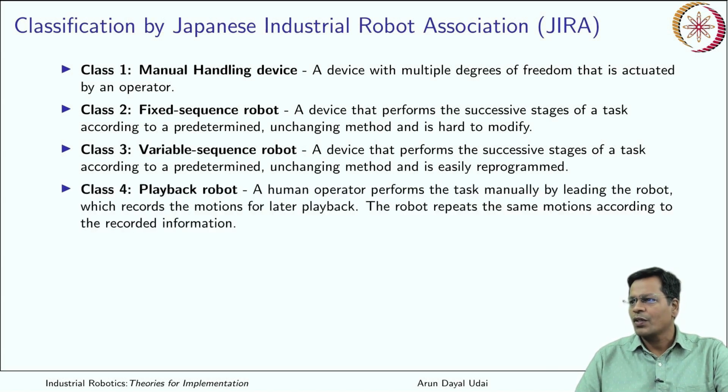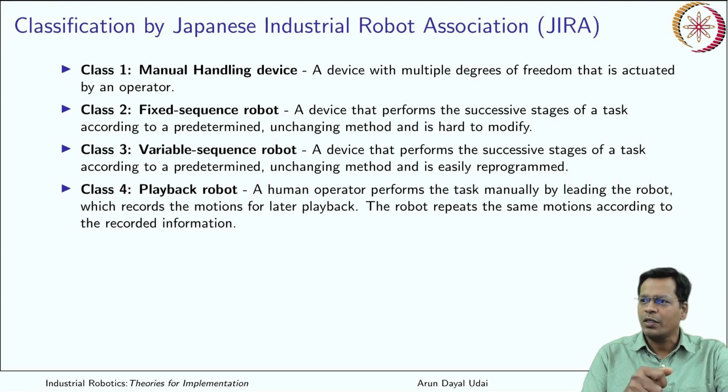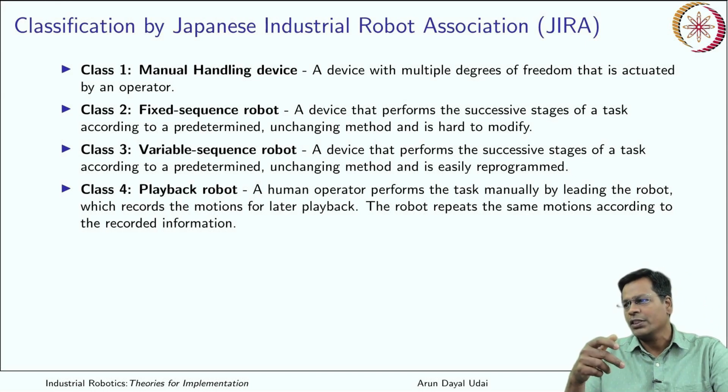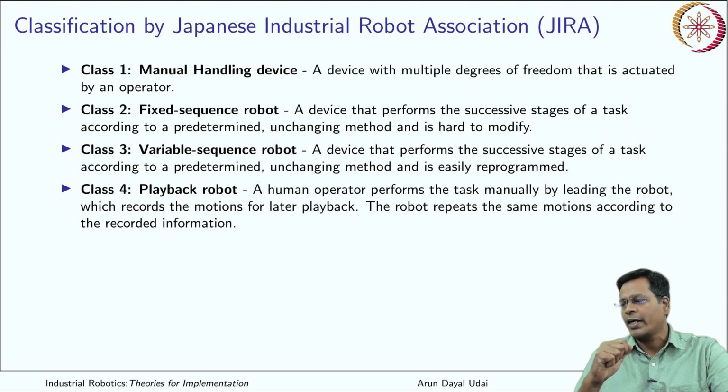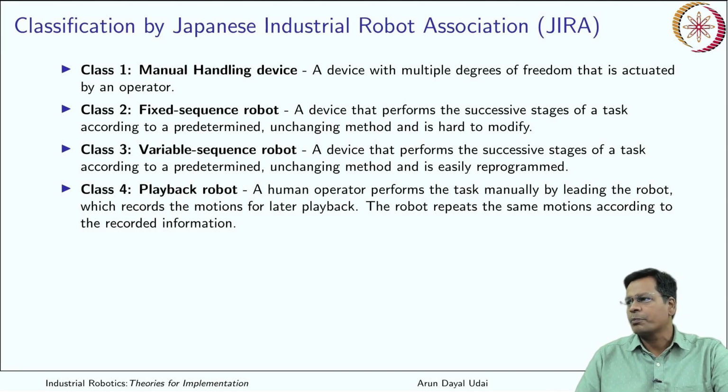Now the playback robot, class 4: a human operator performs the task manually by leading the robot to a place, which records the motion for later playback. So teach and repeat functionality is now added to this type of robot. The robot repeats the same motion according to the recorded information. In order to do this you need to have some sort of program which can store the data and reproduce the same data. They have some sort of playback sequence which it can regenerate.